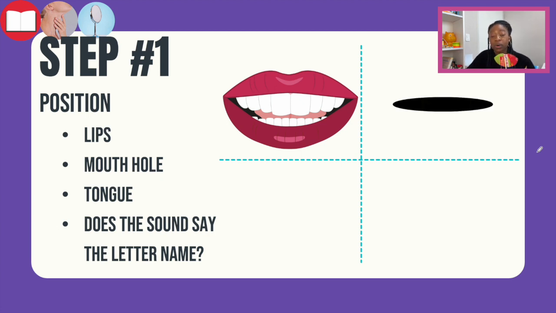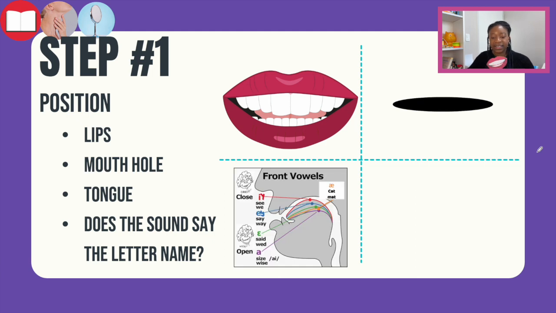How big is the mouth hole? It's bigger than E. And where is it? Where is it actually? Did I put it on here? It is a little bit lower than E. But it's not as low as A. So it's in the middle. It's somewhere over here. Okay? It's a little bit lower than E, but not as much as A.